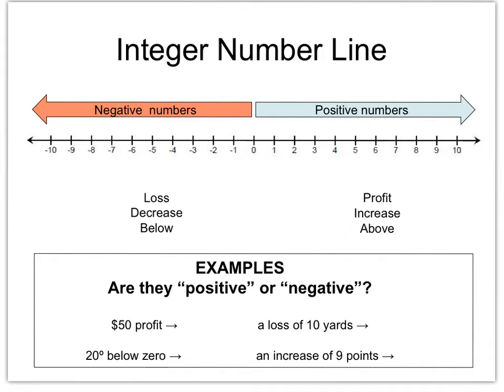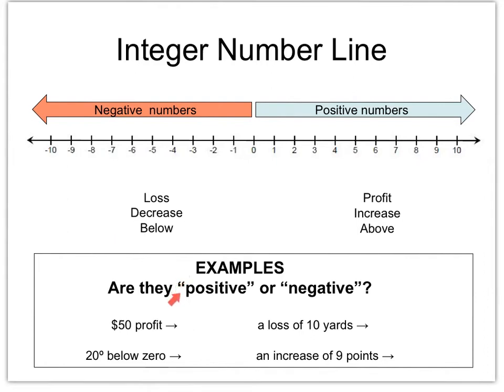Now, words that mean negative numbers would be loss, decrease, and below. So again, a business that is not making money, that is losing money, would record a loss. We also have a loss of yardage in football. Decrease is anything that's going down. There is a decrease in 5 degrees in temperature. That would be a -5. And then the word below means something that's under 0, such as 15 degrees below 0 would mean -15.